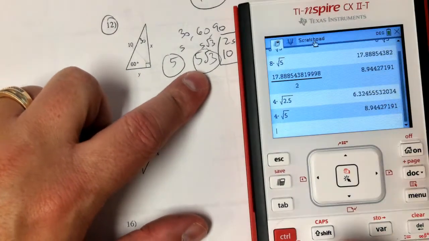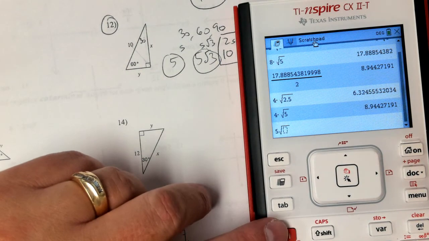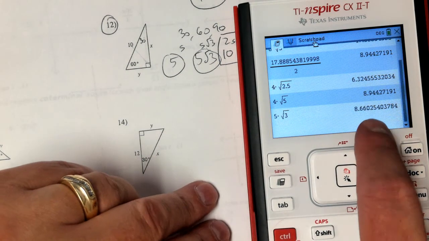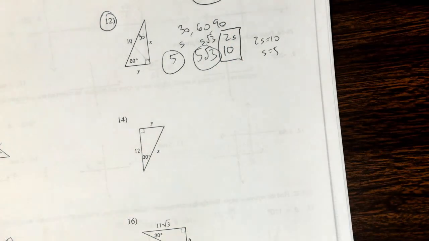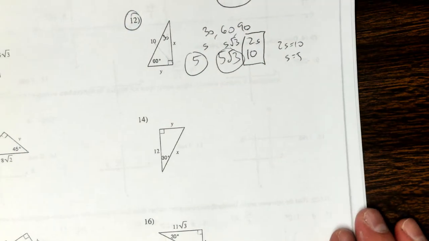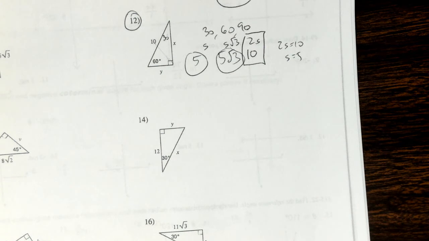What 5 square root of 3 looks like as a decimal is 8.66, so that's how you know your hypotenuse is bigger. Your 10 is bigger than 5 square root of 3. The thing about these type problems is they don't want any decimals. So that's why it's a little bit trickier.